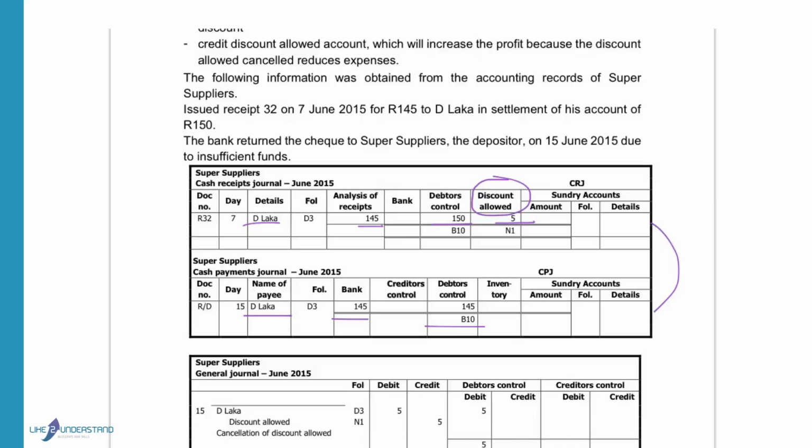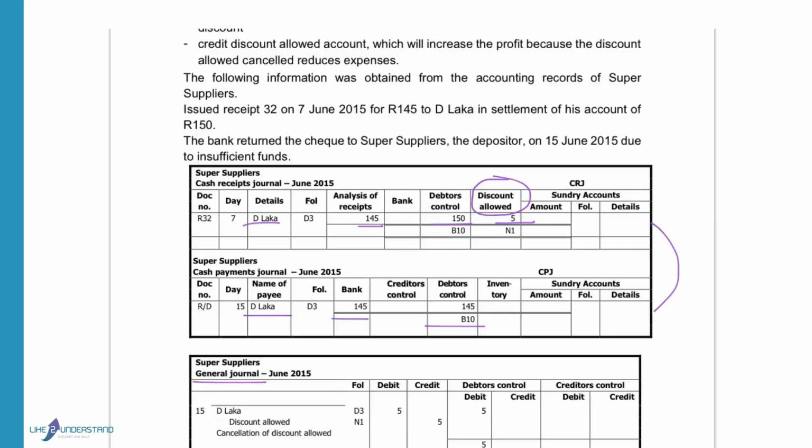If the check is dishonored, discount in the cash payments journal is discount received. So we can't cancel the discount allowed in the cash payments journal. We will have to do it in the general journal. So any entry that doesn't fit into one of your 6 basic journals will go to the general journal. Larker will now owe us that R5 again because we will not give him discount if the check was dishonored.